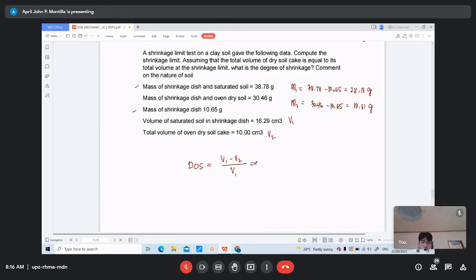So you can now compute the degree of shrinkage. No, that is V1. Nasa na? 16.29 cubic centimeter minus V2, 10. Sakto. And then over V1, 16.29 cubic centimeter. Cancel dyan and then times 100%. So DOS is equivalent to 38.61%. If that is 38.61, what is the nature of soil?